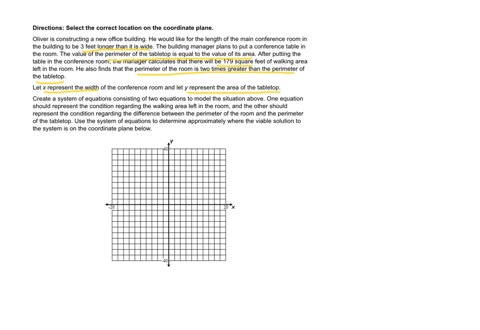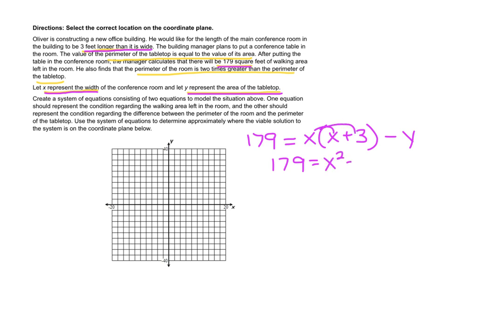So to find the area of the room, since x is the width, that would be x times, we know that it is 3 more for the length of the room compared to the width, because it's 3 feet longer than its width, minus the tabletop. So we have to take away that area of the tabletop, and we know when we do that, we get 179 square feet. As we simplify this, we get 179 equals x squared plus 3x minus y.